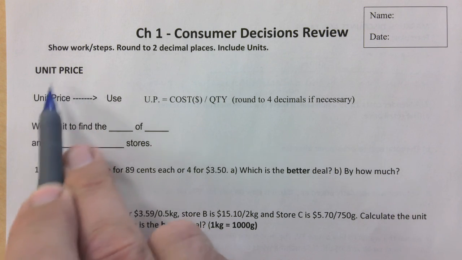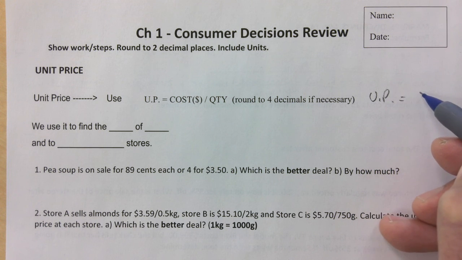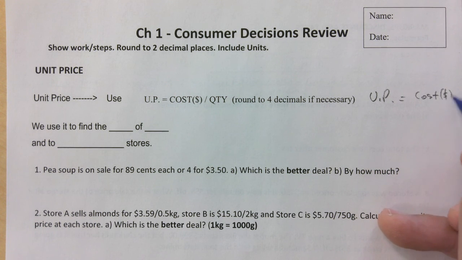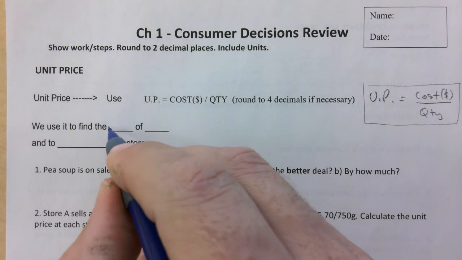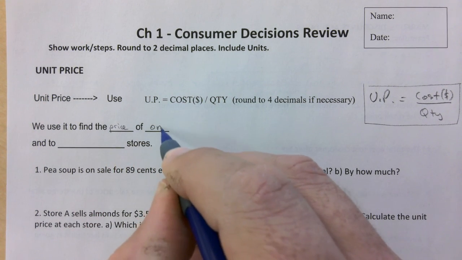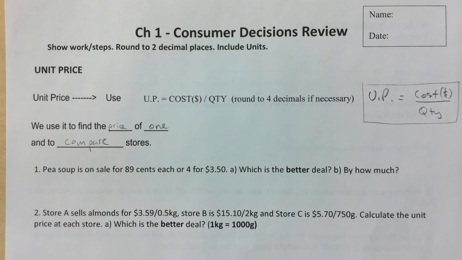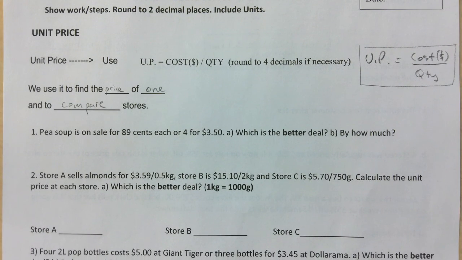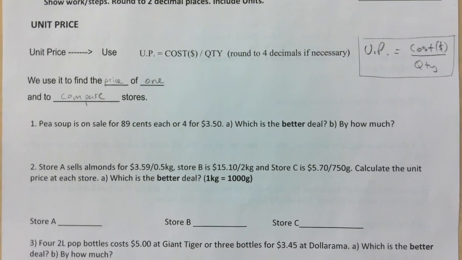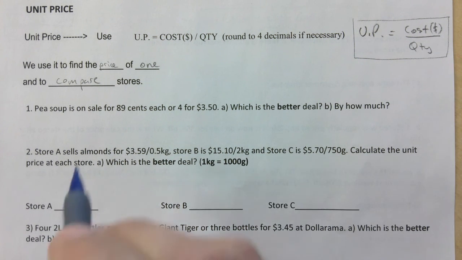Okay, so the first thing that we did more or less was the unit price. So the unit price, right, is cost divided by quantity. So I'm going to go over it, so make sure you check your answers. We use the unit price to find the price of one, and to compare stores. That's the main reason why we want it. So either you want to find how much one costs, or when you're comparing stores, you need to find the unit price of every single store, okay?